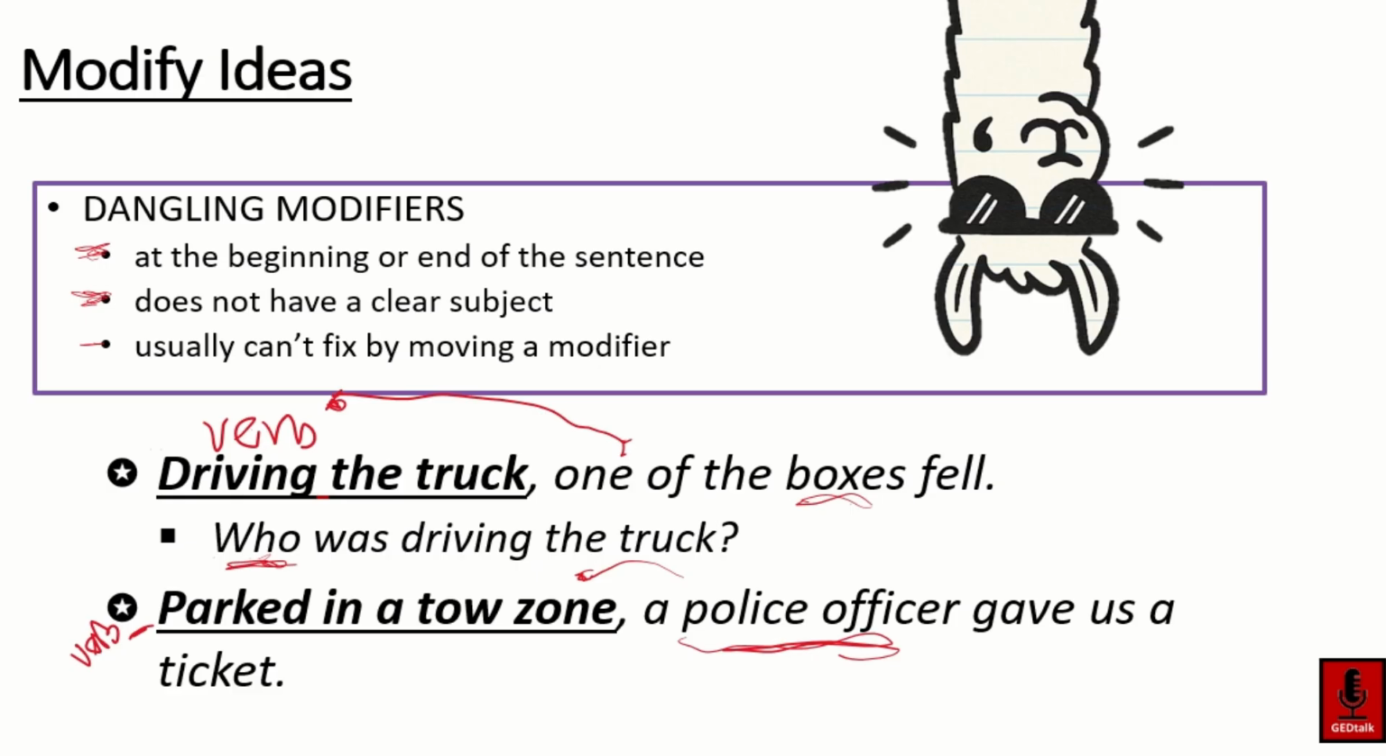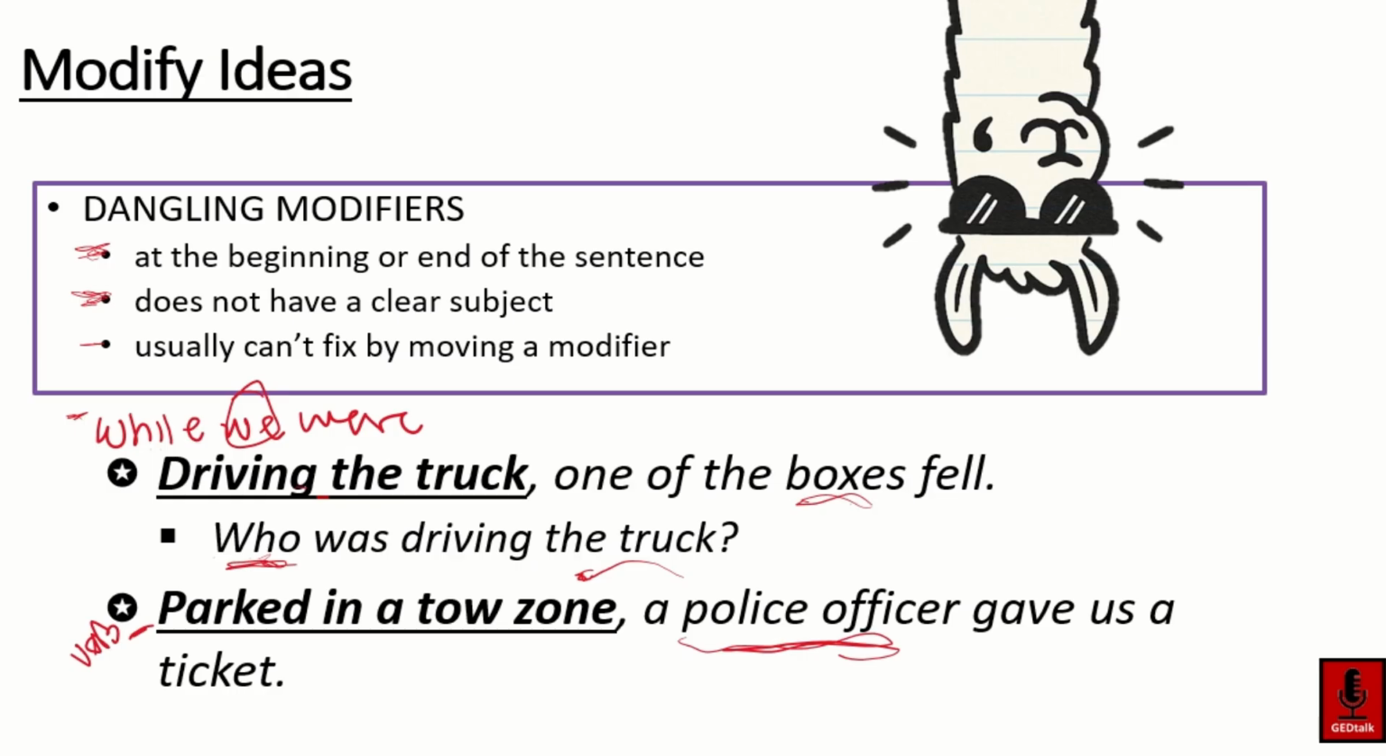And if you're wondering, well, how would I fix this type of dangling modifier? You need to introduce the noun, folks. You need to introduce the subject. So for this first one that we see, driving the truck, one of the boxes fell. I could go ahead and, let me clear some space so I can write this for us, I can go ahead and say, while we were driving the truck, one of the boxes fell. You no longer have a dangling modifier. And what we did is we introduced the subject. We are the subject. We are doing the driving. So while we were driving the truck, one of the boxes fell.